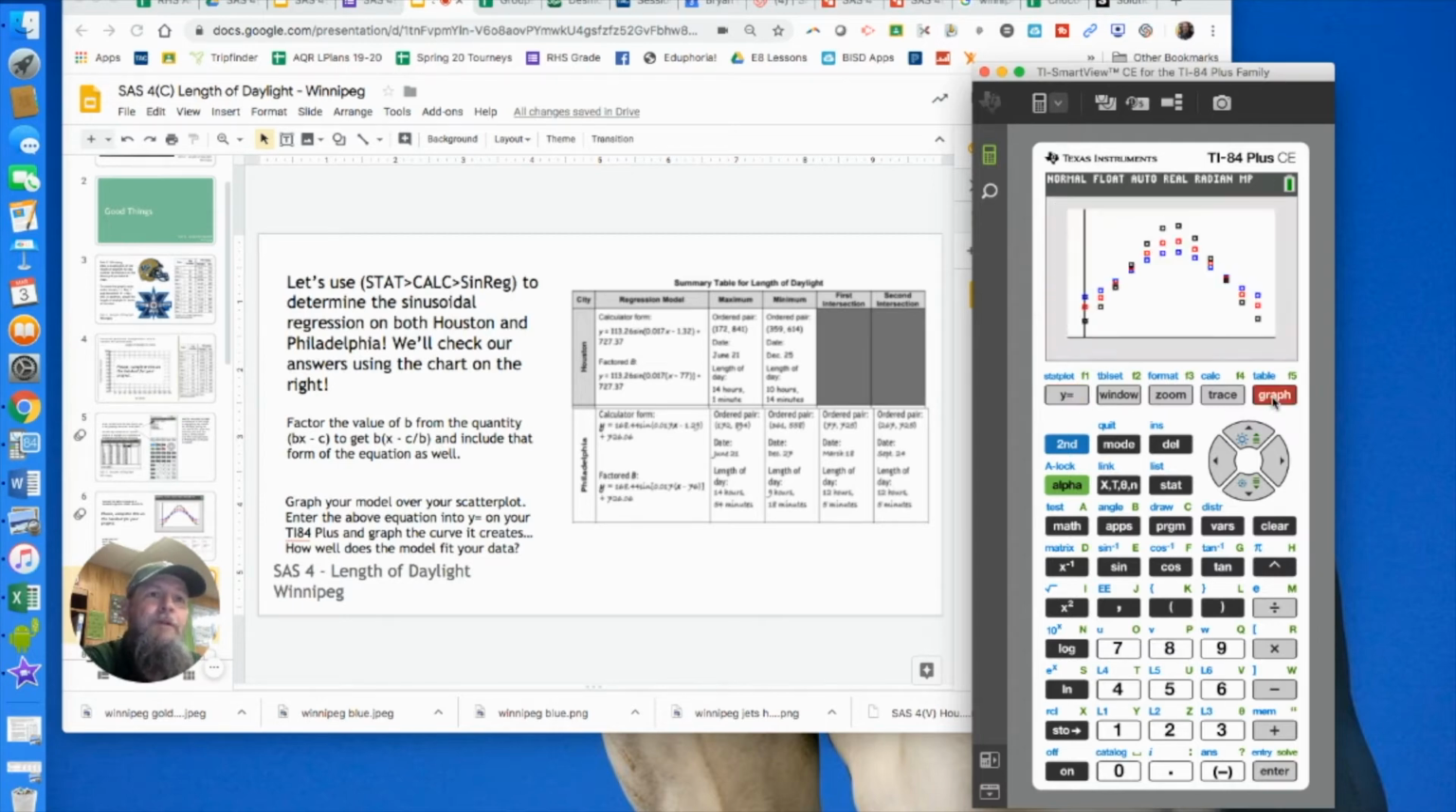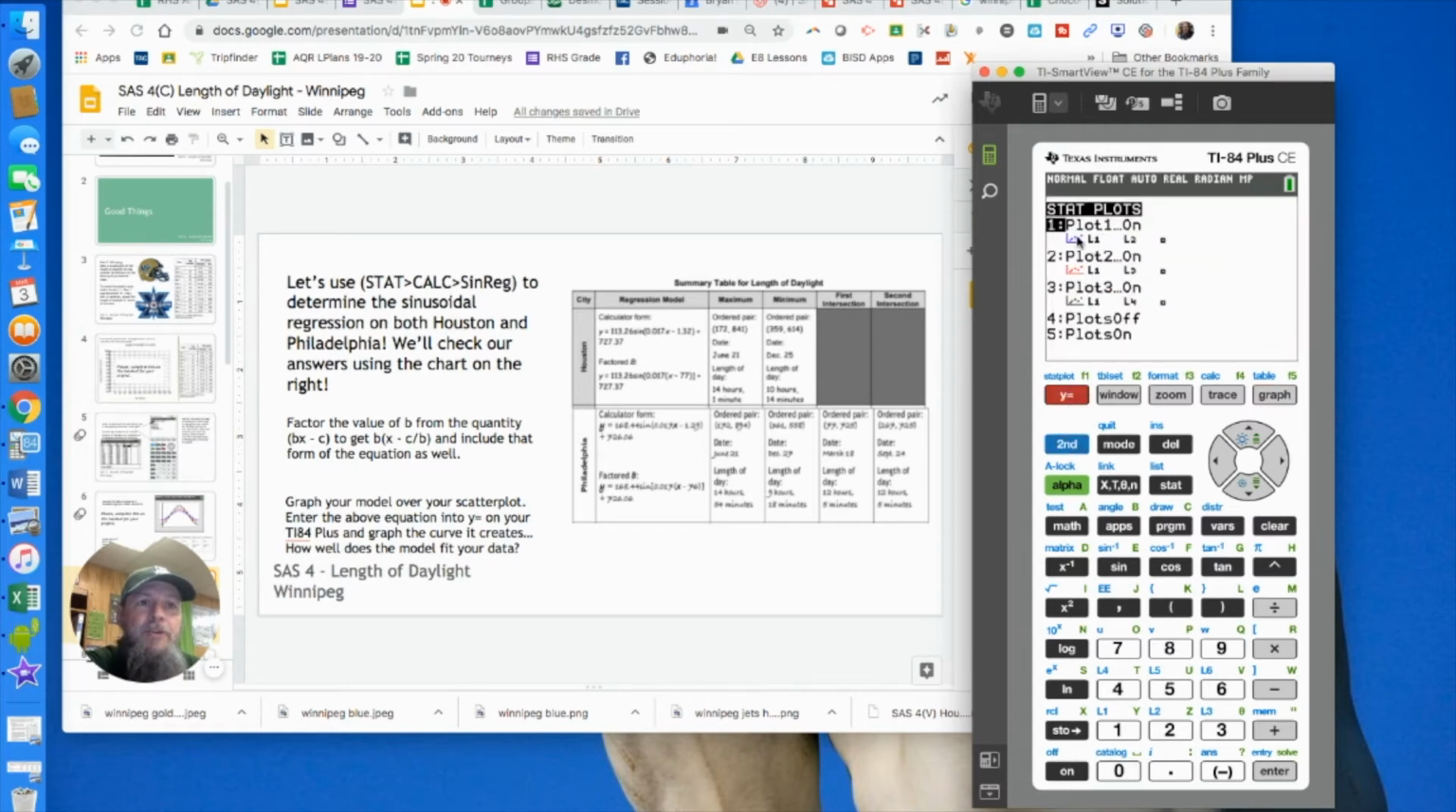Now, if you graph right now, we have all three curves in a scatter plot. I also want to mention that if you don't know how to turn your stat plot on, you have to go second, y equals, and make sure you turn these on. I've changed the second column for each plot. The blue plot is for Houston. The red plot is for Philadelphia. And the black plot is for Winnipeg. Those are all the three columns I have in the stat edit.